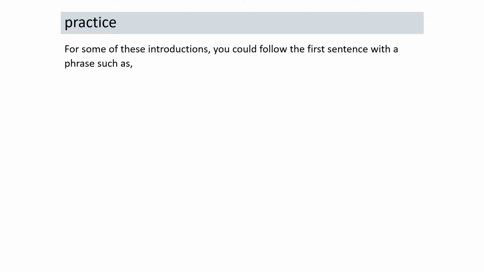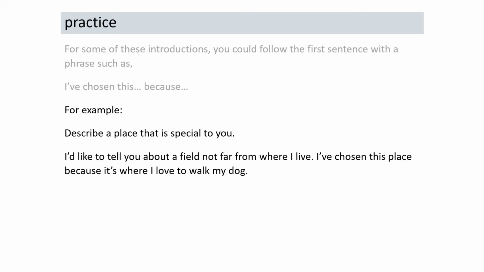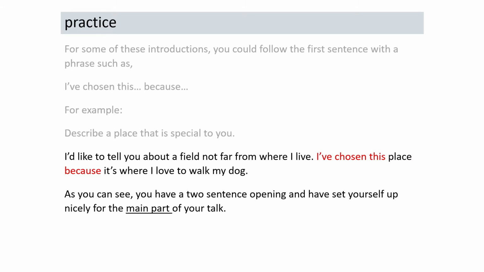For some of these introductions, you could follow the first sentence with a phrase such as, I have chosen this because. For example, describe a place that is special to you. I'd like to tell you about the field not far from where I live. I have chosen this place because it's where I love to walk my dog. As you can see, you have a 2-sentence opening and have set yourself up nicely for the main part of your talk.